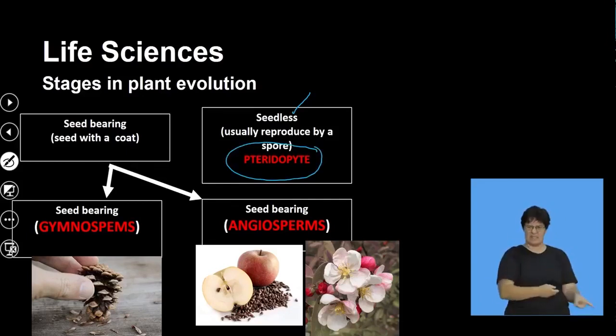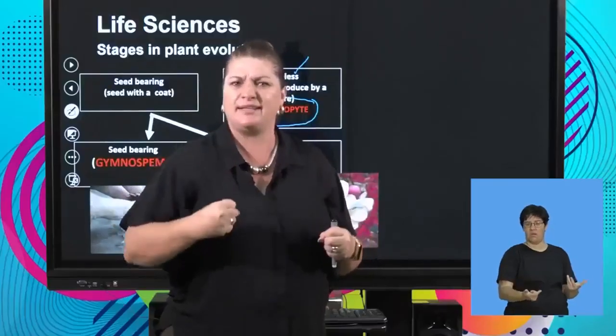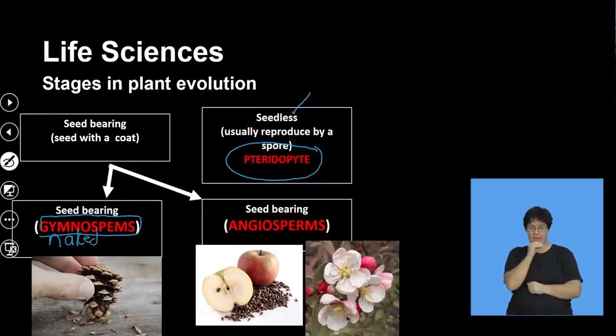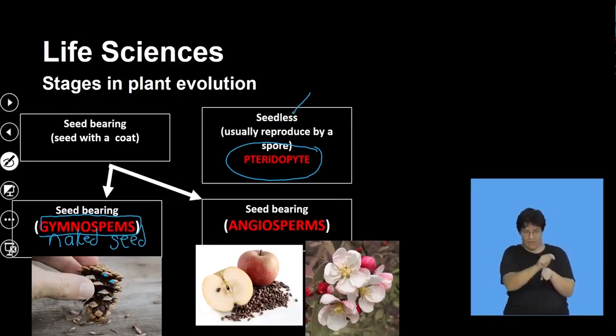Seeds are hardy. They have a coat around them, so they can be protected, and they're much more resilient on land than spores are. So let's have a look here. We've got two groups that fall into the seed bearing. One group is called gymnosperms, and gymnosperm means a naked seed. What do I mean by naked seed? I'm saying that the seed, and we're going to look at it just now, is found on the pine cone here. We're going to look at anything that produces a pine cone.